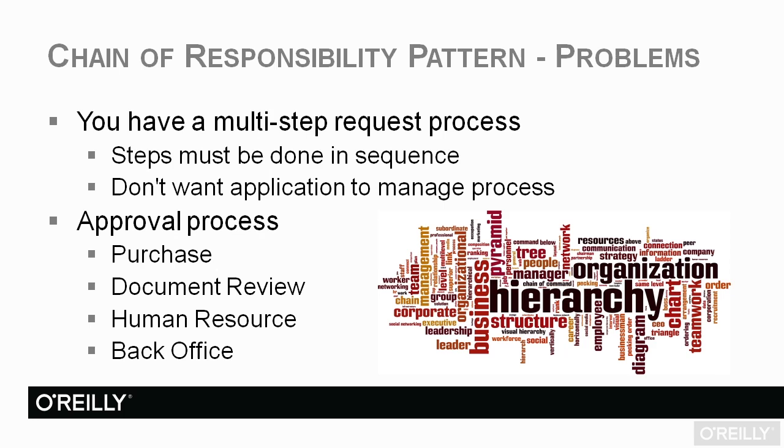The chain of responsibility pattern is used really commonly for approval processes. For instance, approving a purchase order, or reviewing documents, or human resource approvals for vacation or something like that. They're also used a lot in back office software. Back office software is the operational software as opposed to the consumer customer facing software. And that's the software that deals with human resources and purchasing and manufacturing, the real nuts and bolts of a company.